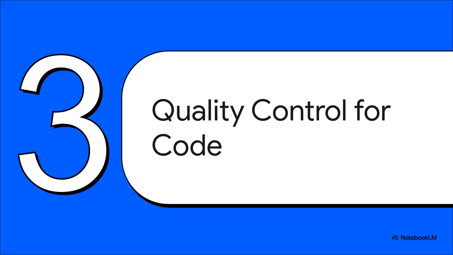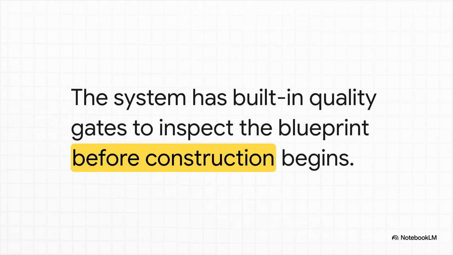But look, a beautiful blueprint is totally useless if it has a giant flaw in it, right? That's why the next stage is so critical. It's all about building quality into the process itself, not just hoping to find bugs at the very end. This whole approach is all about being proactive. So instead of waiting for a bug report after the software is already built, this system has these quality gates that inspect the plan itself. It's like having an architect review the blueprint for any structural problems before a single brick ever gets laid.